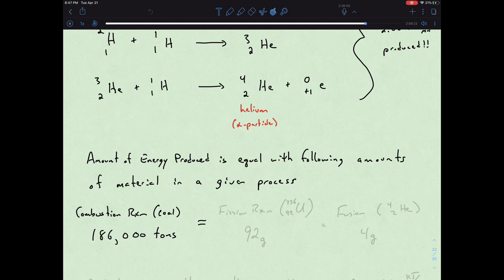It is the same energy as then a fission reaction with uranium-236 as using 92 grams of uranium. So we get the same amount of energy by combusting 92 grams of uranium. I could actually hold that in my hand, compared to 186,000 tons of coal.